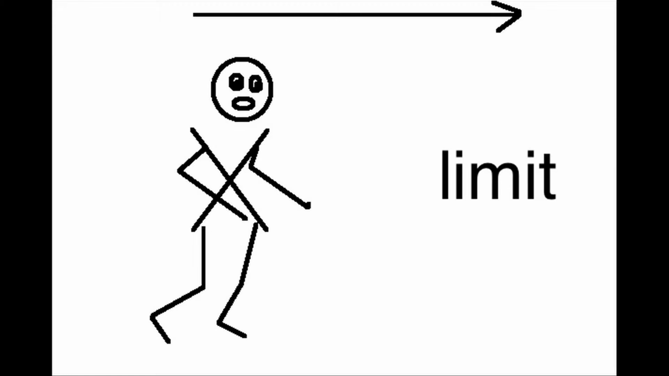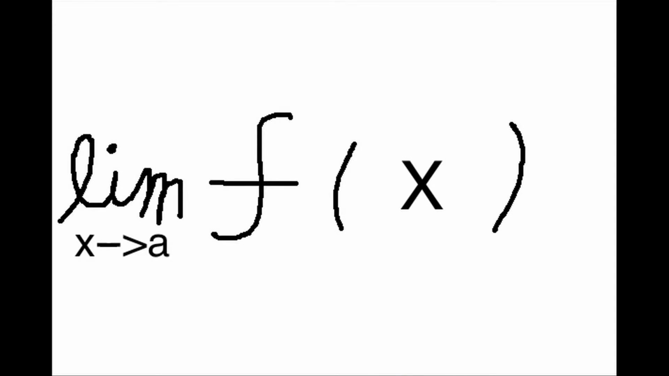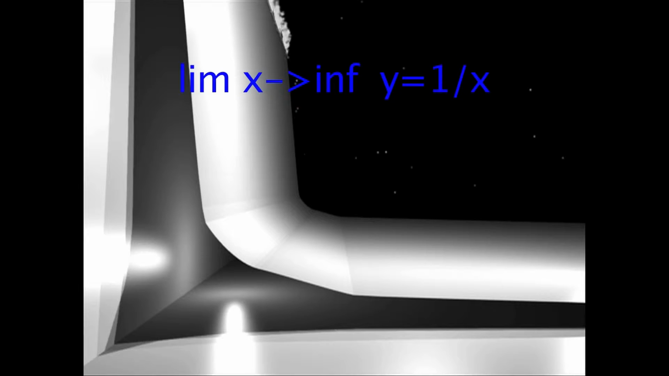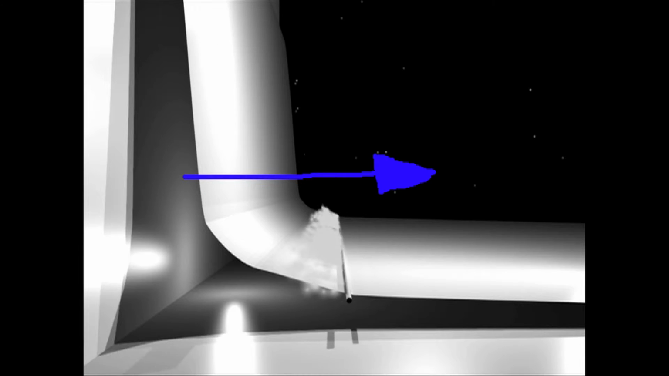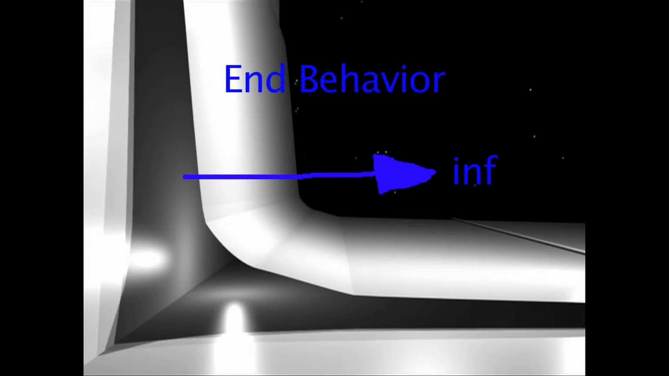A limit is a value that a variable approaches or gets infinitely close to. Usually, when we talk about limits, we talk about what happens to a function as a certain variable in it approaches a limit. For example, the limit of the function 1 over x as x approaches infinity is 0, because as x gets infinitely close to infinity, the function gets infinitely close to 0. The limit of a function as the independent variable approaches positive or negative infinity is called end behavior.